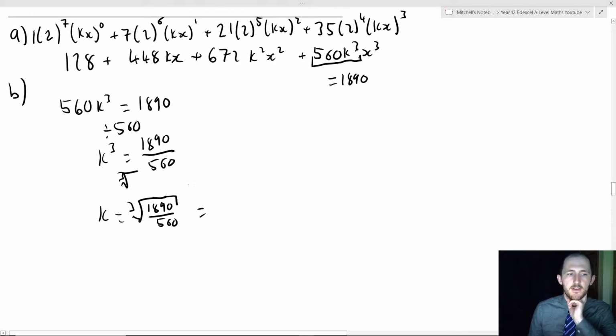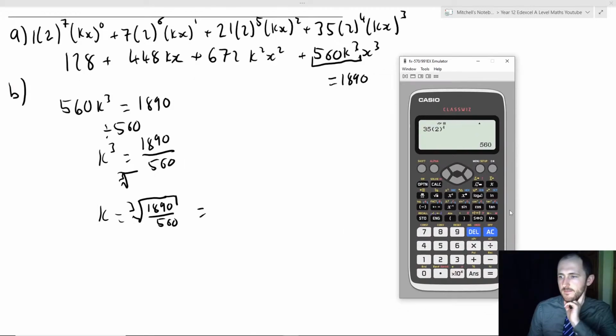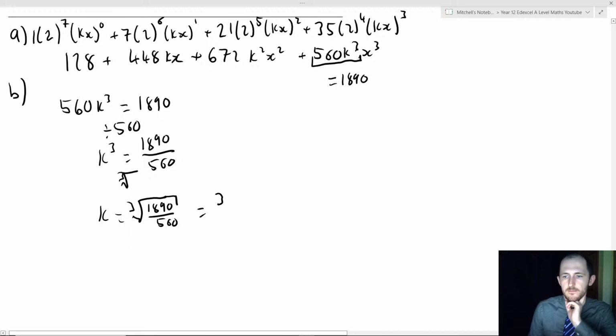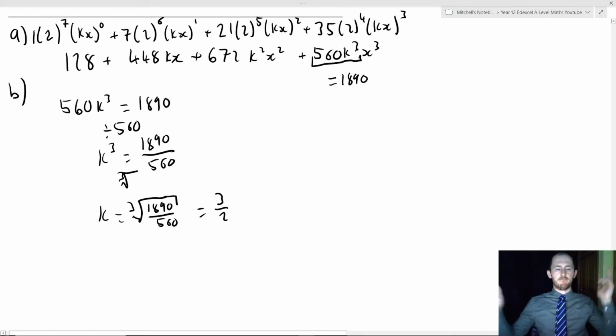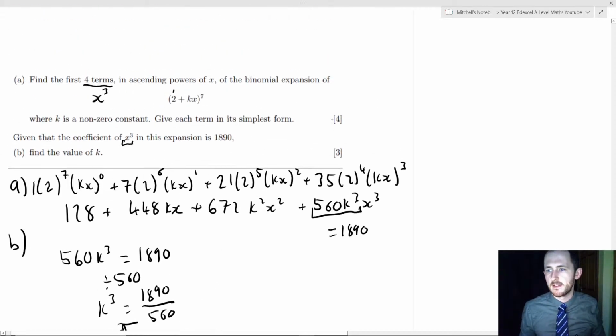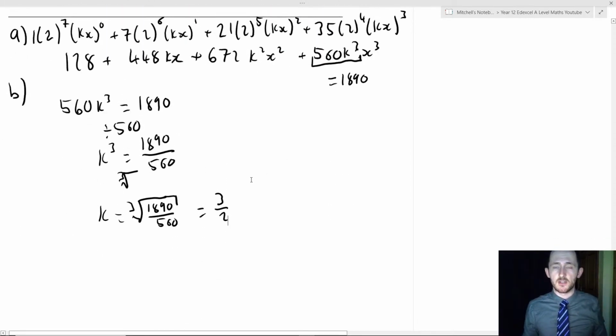Guess what I'm putting into my calculator? The exact thing. So shift, cube root, fraction, and the answer is three over 2. That is 7 marks. You can do it in about 3-4 minutes. And honestly, it's not tricky. It's easy to make a mistake.